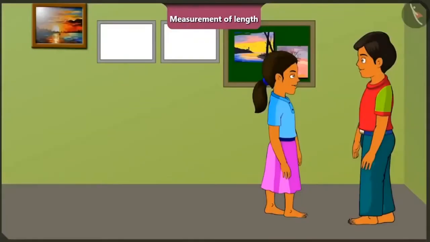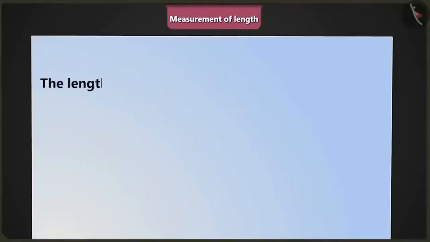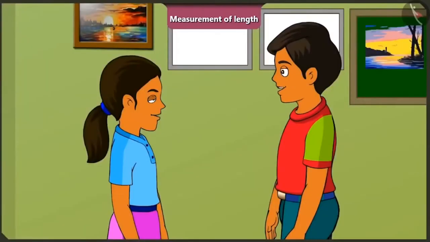Absolutely correct. Now write the length of this room down in your notebook. So the length of my room is 15 foot spans. Absolutely correct. Come on, I will give you a few more objects to measure the lengths of. Okay, Chintu.